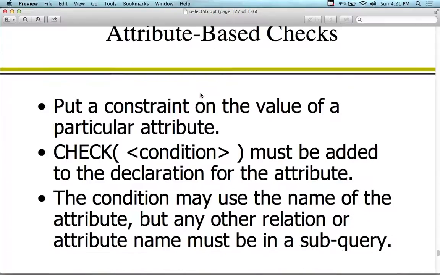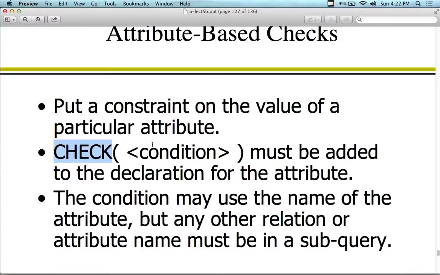Attribute-based checks. So you can put a constraint on the value of a particular attribute. Make sure it's an M or an F. Here we're using the word check on a condition, so it must be added to the declaration of the attribute, so that when items are put in, just like the default, if there's no value, then the item as a default would put it 123 Sesame Street.